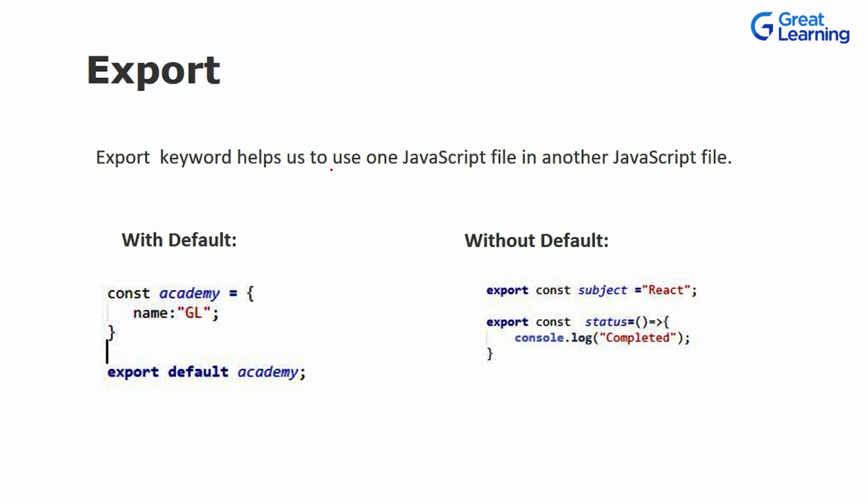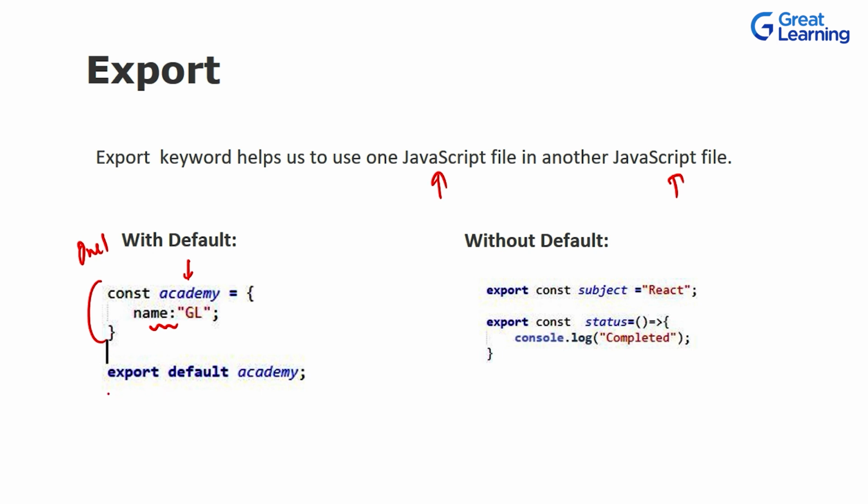This is the keyword that is used so that we can use something which is in a different JavaScript file in another file. Obviously, both of these files are JavaScript files. For example, if this is present in one file, and in this we have the const keyword associated with this variable, that is the object, and in this we have the property name, which has the value GL. Now this is present in one file, right? And we want to use this variable in a different file.